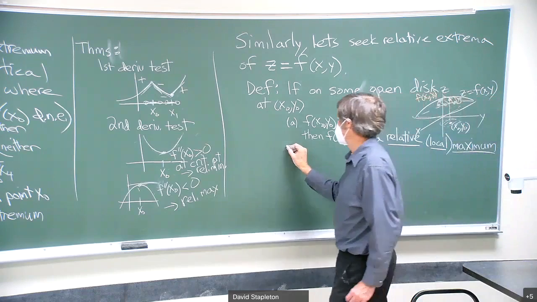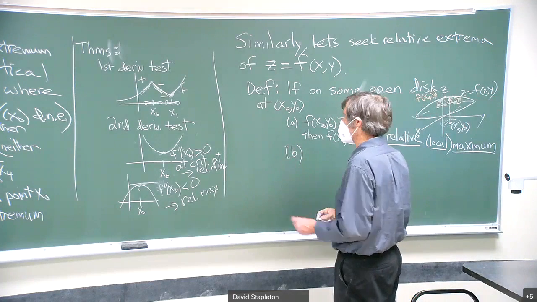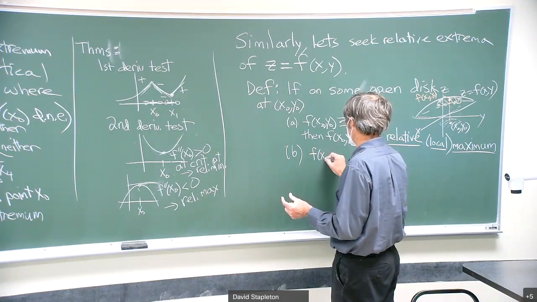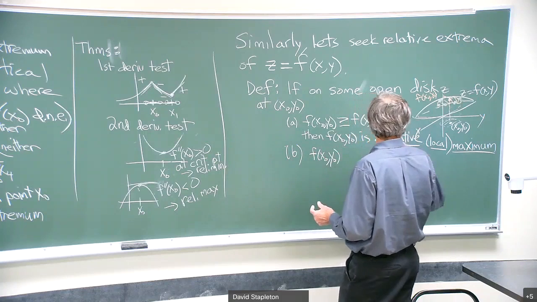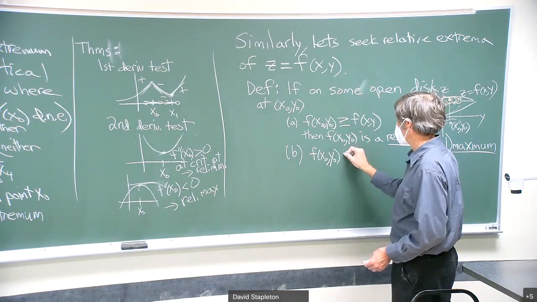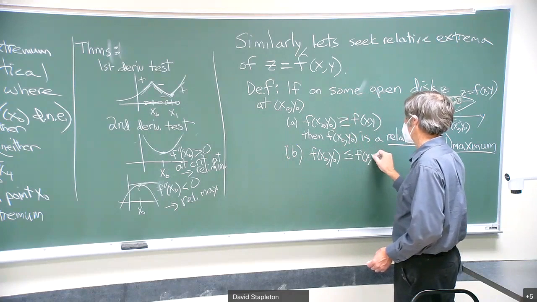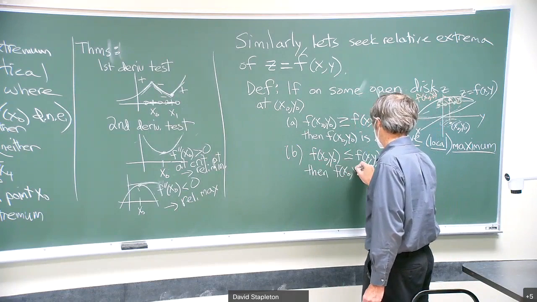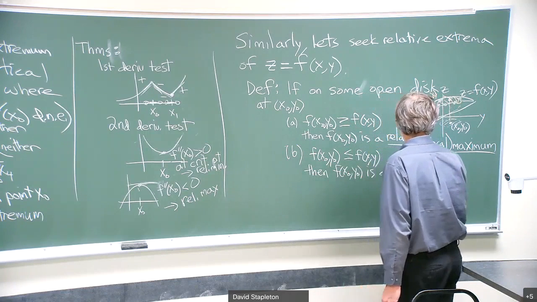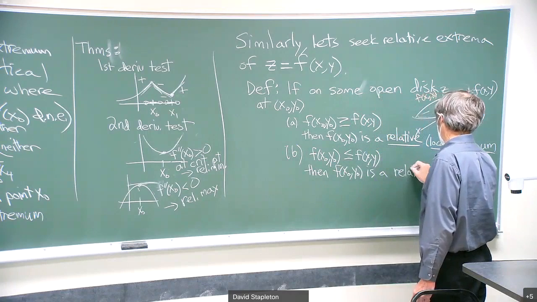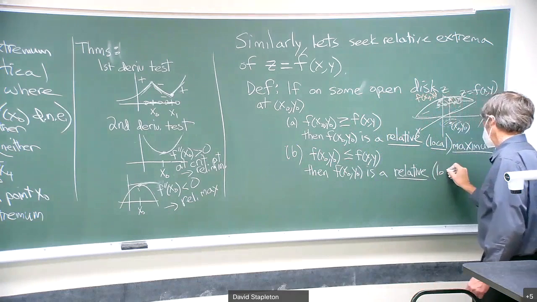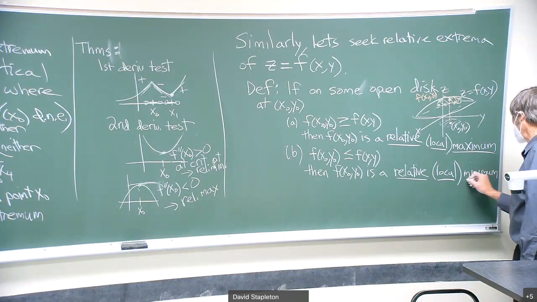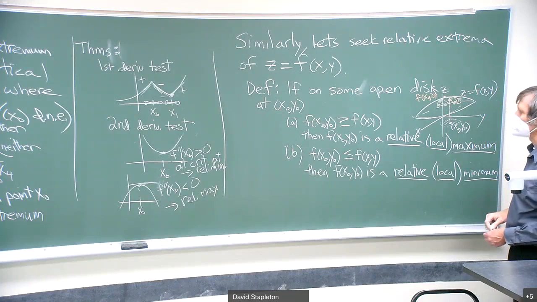And similarly, in calculus one, if you found a little interval of the function of x, no matter how small, such that f of x0 was the smallest value, it was the relative minimum. Similarly here, we'll look at an open disk in the domain of the function. And if f of x0, y0 is less than or equal to f of x on the disk, then we call f of x0, y0 a relative or local min. All right, so a nice analogous definition, right?